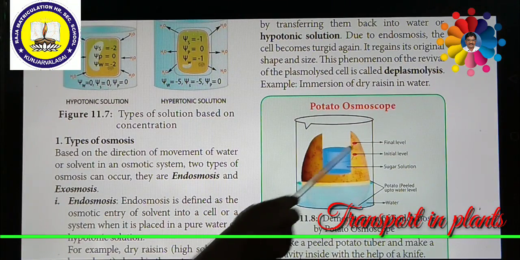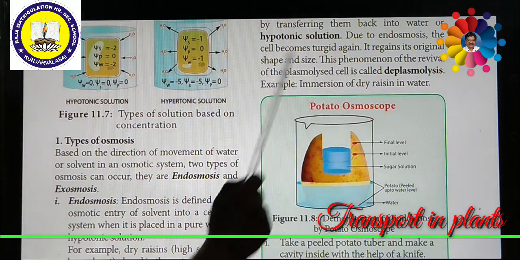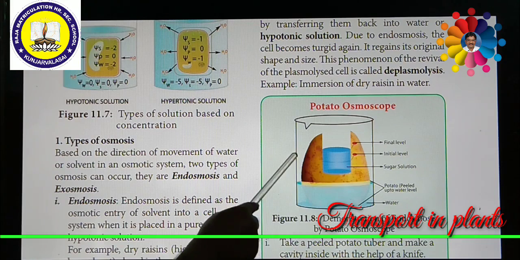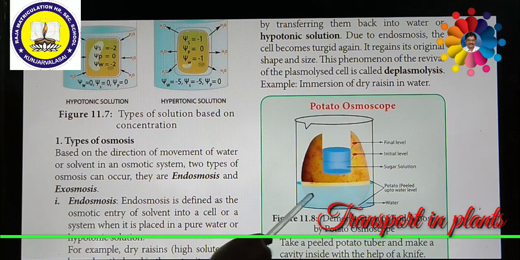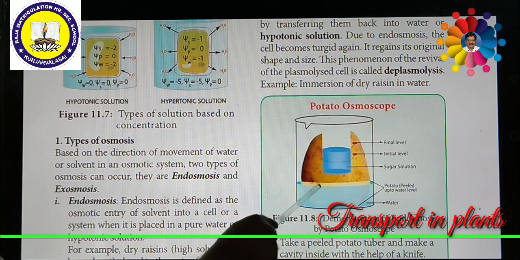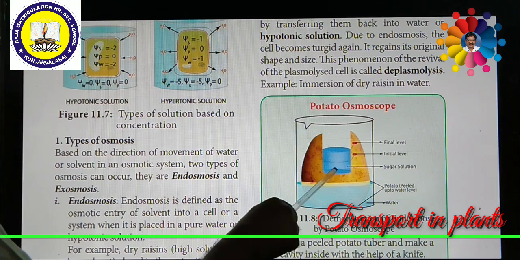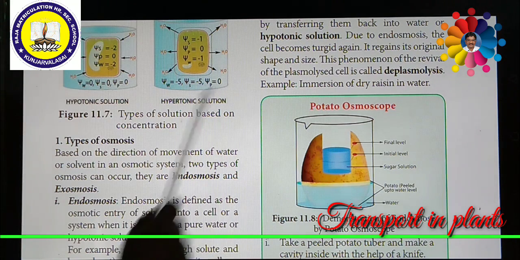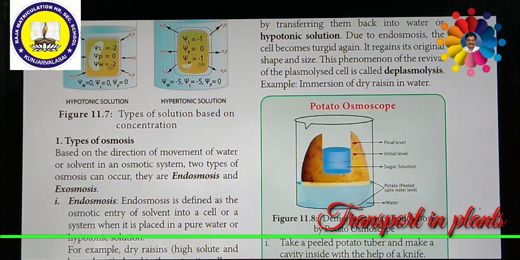After some time, we can observe that the sugar solution level increases. How does this take place? The beaker contains pure water, which is hypotonic. This pure water moves from the beaker into the potato cavity through the potato cells. Potato cells have a plasma membrane. Through the plasma membrane, the water molecules move inside the potato cavity. So this is also called osmosis. This is the potato osmoscope experiment. Thank you.